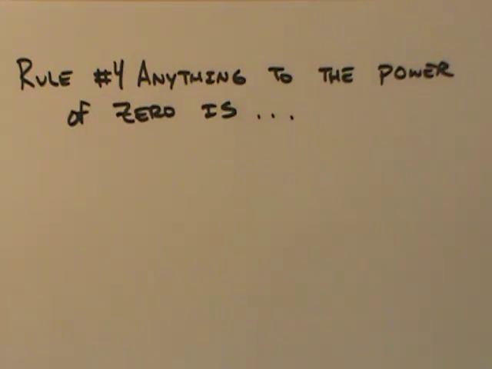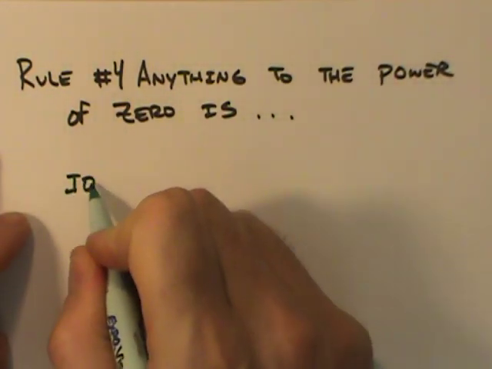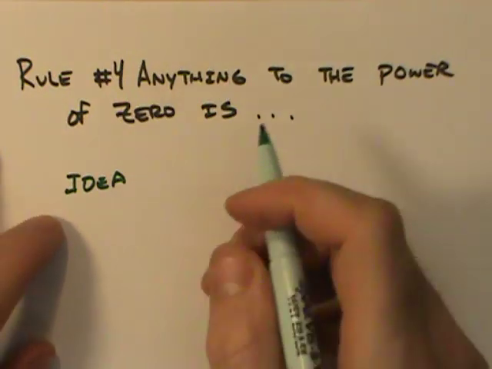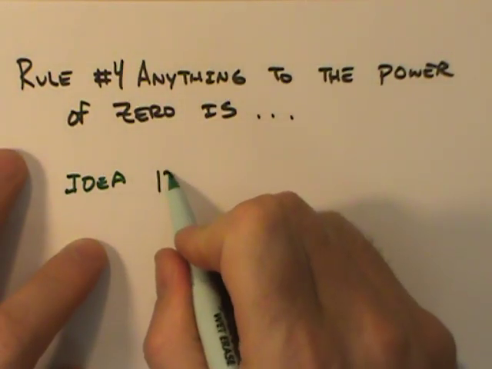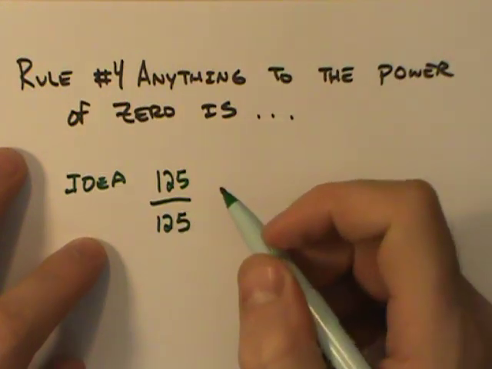Rule number 4: anything to the power of 0 is... Now, this is one that kids always mess up. For some reason they give me the wrong answer, so I want to illustrate an idea here. I hope that you all agree that 125 over 125 is equal to 1.